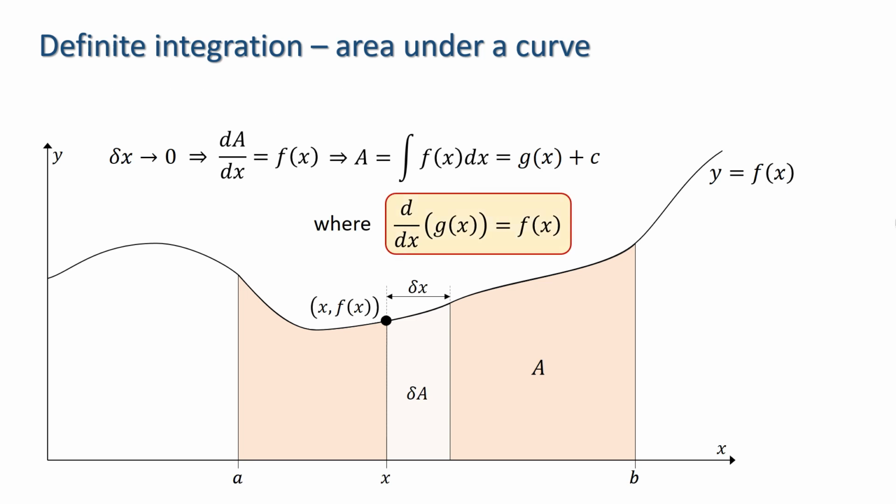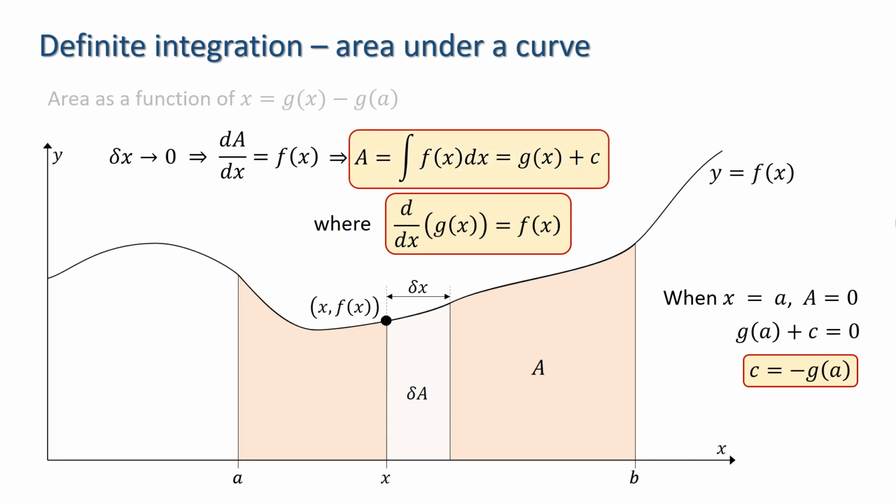To determine c, we use the fact that when x equals a, the area, capital A, equals 0. Thus, we know that g of a plus c equals 0, yielding c equals minus g of a. Substituting c into our expression for A gives us the area as a function of x, which equals g of x minus g of a. Thus, the area we're trying to calculate, which lies between x equals a and x equals b, corresponds to the value of this function at x equals b. Thus A is equal to g of b minus g of a.